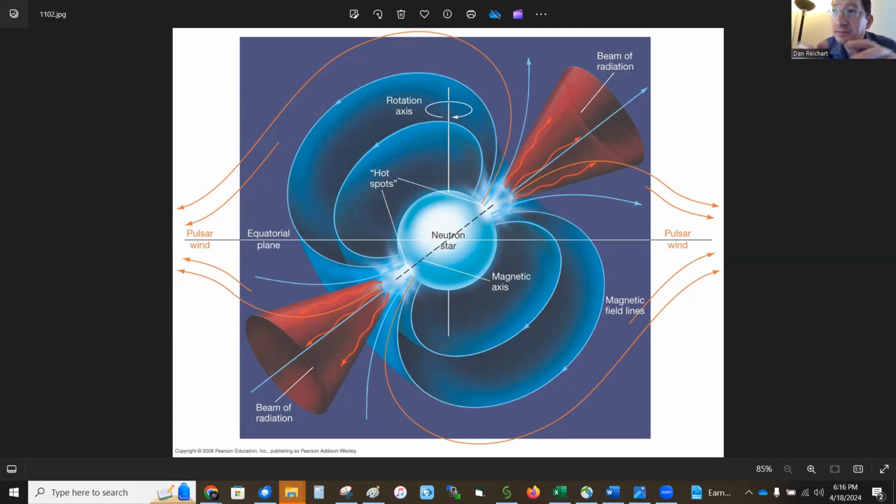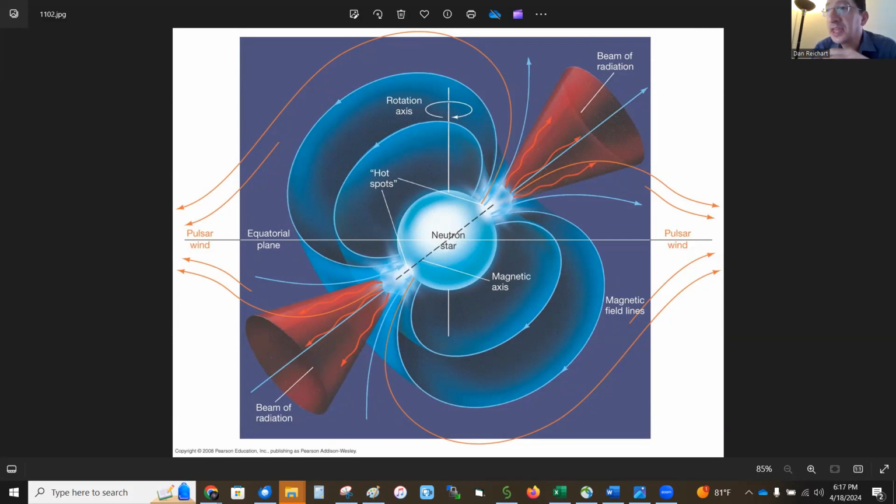And this compression has all sorts of observational consequences. The first one, perhaps the most important one, is it results in a very, very strong magnetic field. We've measured the magnetic fields of pulsars, and they range from about 10 to the 8 Gauss to 10 to the 12 Gauss. It's 100 million to a trillion Gauss, where Gauss is the unit of measure of a magnetic field.